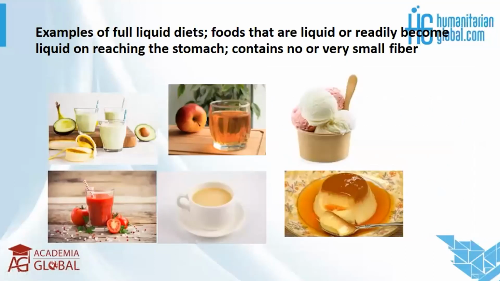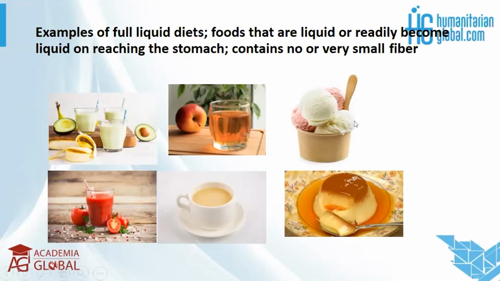So examples of a full liquid diet, I have some pictures there. You could have some milkshakes, you know how you make milkshake. You can take the milk, maybe mix it with an avocado there and blend it very finely. Or maybe you can mix that with a banana or give the milk plain. You can have some tomato juice that is strained, or some fruit juice that is also strained. This is tea or coffee with milk.